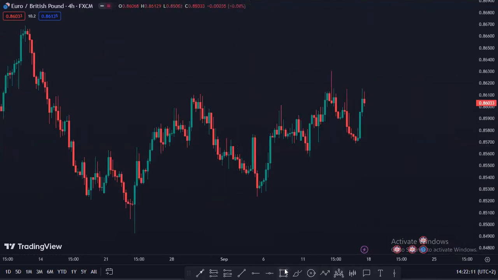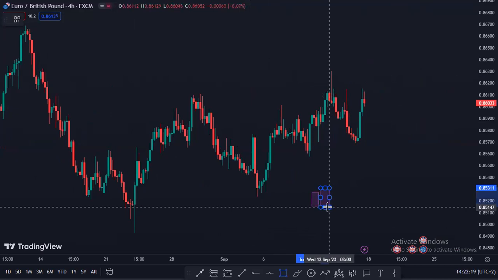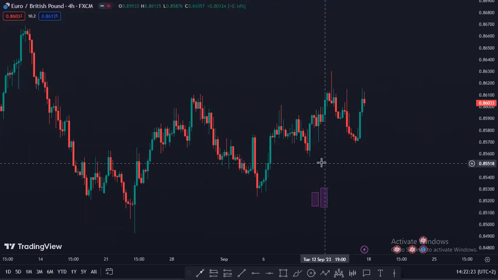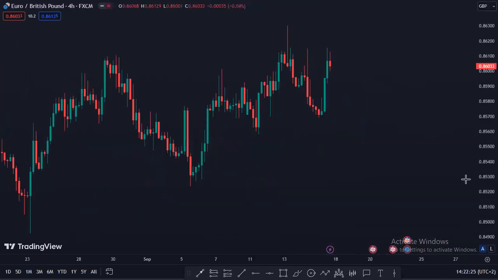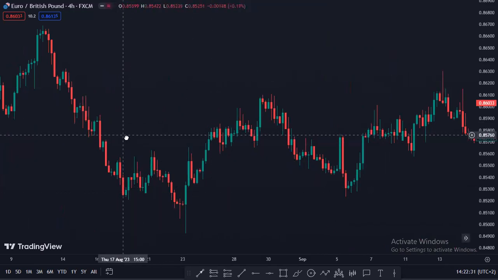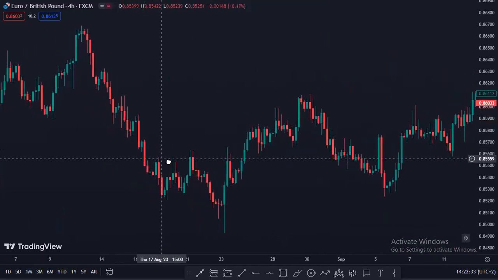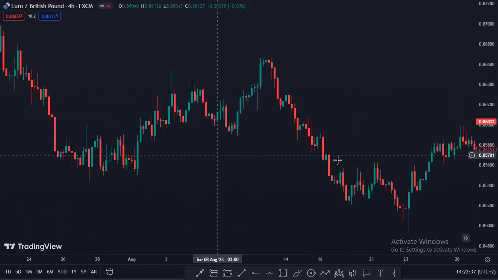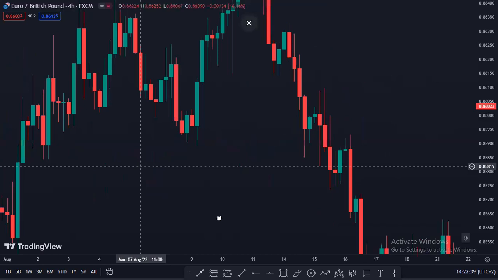So a bullish engulfing candlestick is the opposite of a bearish engulfing candlestick. It goes like this: candlestick first, and then now we have that bullish engulfing candlestick. So the bullish engulfing candlestick engulfed this previous candlestick, right? So let's try to identify as many bullish engulfing candlesticks. Okay, this pair doesn't have a lot of bullish engulfing candlesticks, but okay.